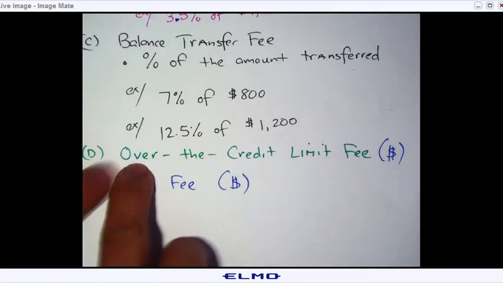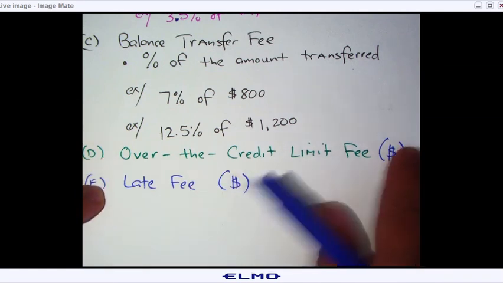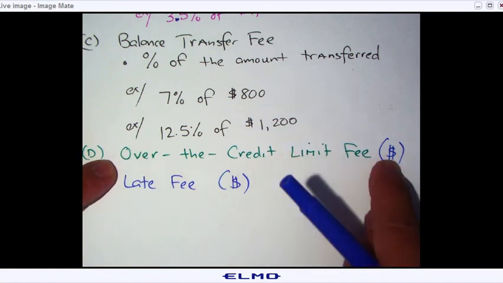So you got over the credit limit fee and late fee. Those are in dollar amounts. So over the credit limit fee could be like $30.